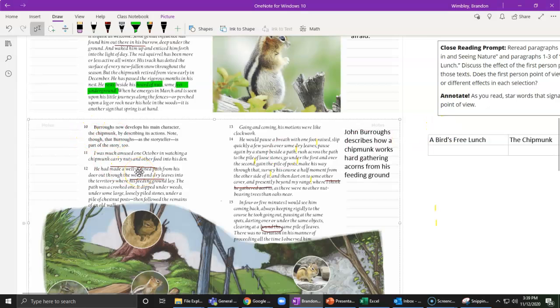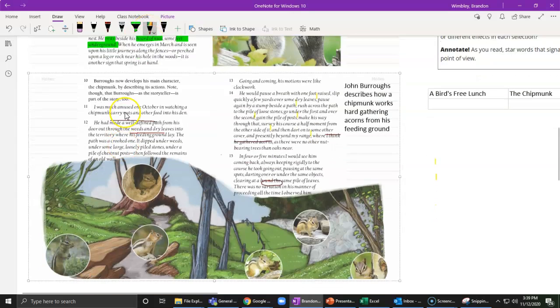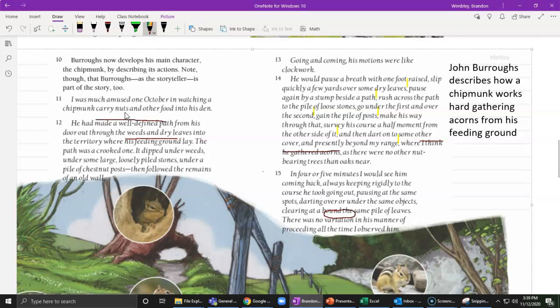Burroughs now develops his main character, the chipmunk, by describing its actions. Note, though, that Burroughs, as a storyteller, is part of the story too. I was much amused one October in watching a chipmunk carry nuts and other food into its den. He had made a well-defined path from his door through the weeds and dry leaves into the territory where his feeding grounds lay. The path was a crooked one. It dipped under weeds, some large, loosely piled stones, under piled chestnuts. Then followed the remains of an old wall.